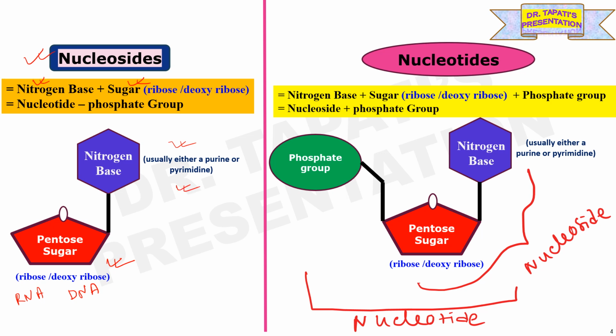So nitrogen base plus sugar is equal to nucleoside, whereas nucleotides are made up of nitrogen base, sugar, and phosphate. So these three molecules are attached together to make nucleotides. Or in other words, you can consider nucleotides equal to nucleosides plus phosphate group, whereas nucleoside is equal to nucleotide minus phosphate group.